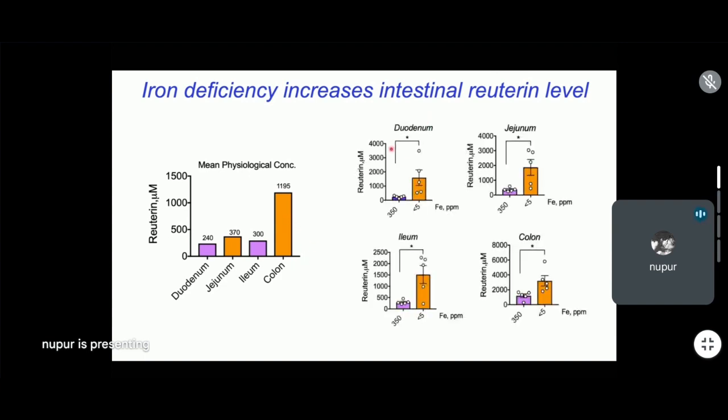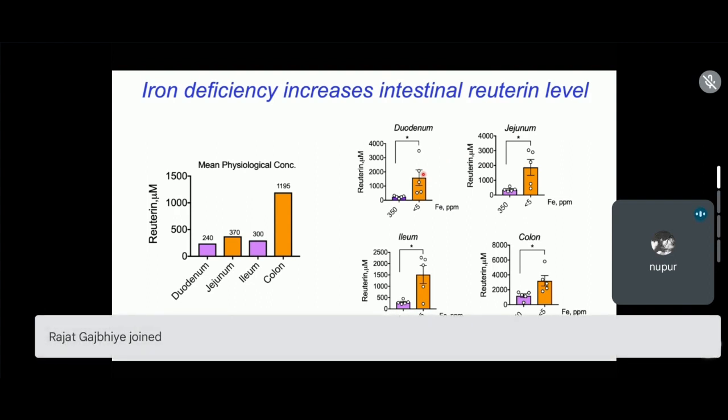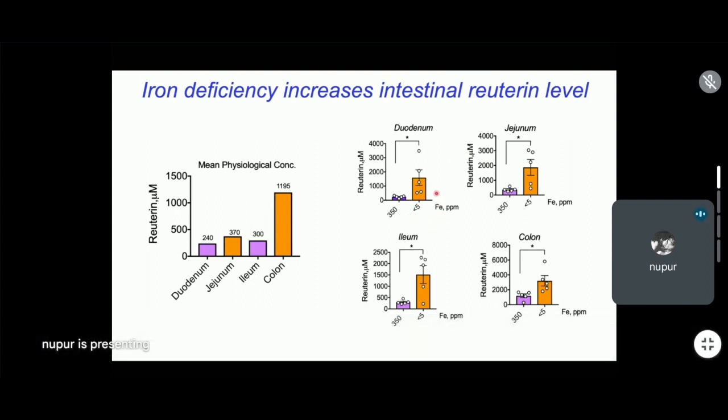When you look at the reuterin level in the low iron diet, in all the sections of the intestine, small and large, you see that this is robustly up. So this actually corroborates the finding that in iron deficiency, lactobacillus reuteri is upregulated, and then you have a very high amount of reuterin when you have low iron. The question is what this reuterin is doing to the mechanism that we see, that is, the HIF2 suppression in our system.